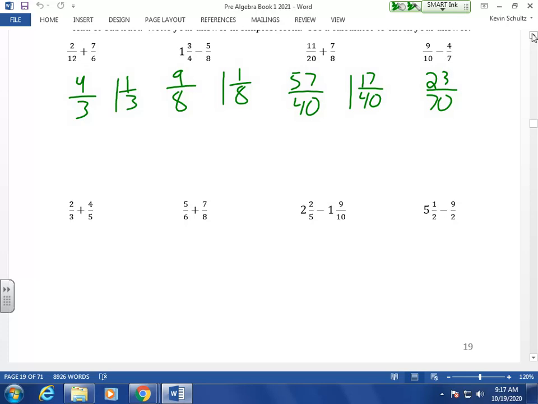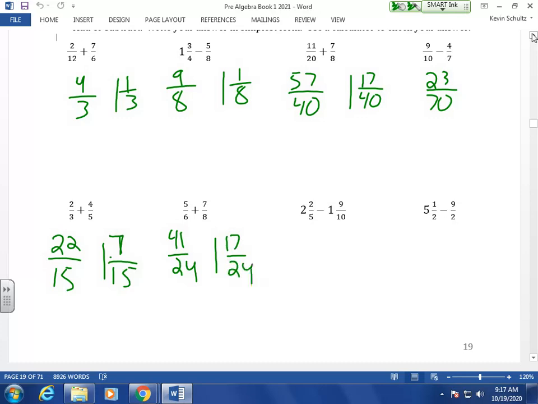Any others? Okay, bottom row, we've got 22/15, or as a mixed number, 1 7/15. Ignore the errant dot there. 5/6 plus 7/8, we've got 41/24, or 1 17/24. 2 2/5 minus 1 9/10, we get 1/2. And finally, 5 1/2 minus 9/2 is just 1 whole. 1 whole. Questions on those bottom 4?